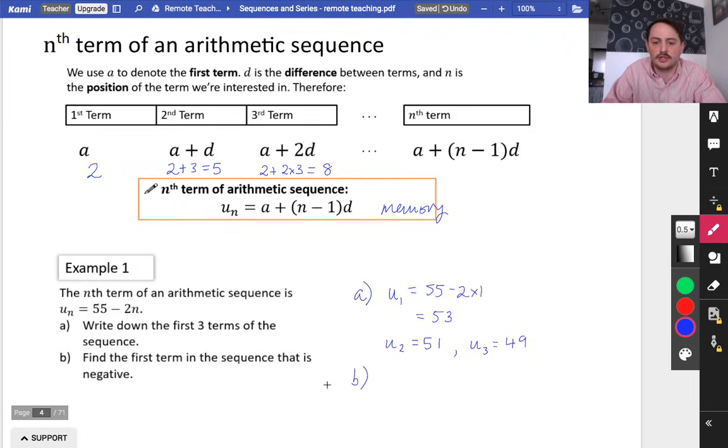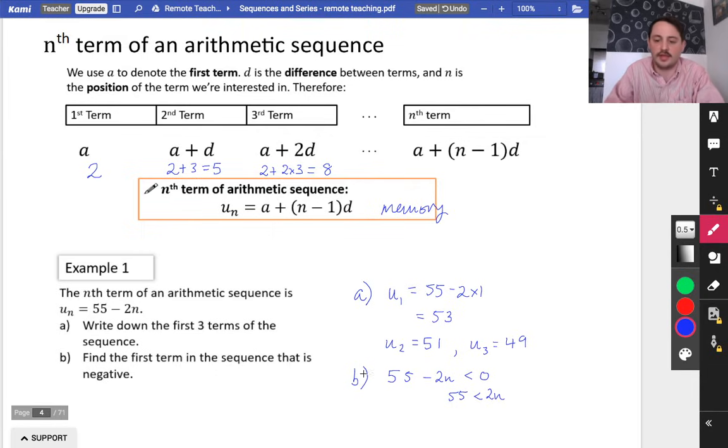Now, if we were in GCSE, it's possible that you might have just kept writing out this sequence to find the first term that is negative. So let's do it in a bit more of a sophisticated way. We want 55 minus 2n to be negative, so we want it to be less than 0. When we solve this, we end up with 55 over 2, so I'm just going to use my calculator.